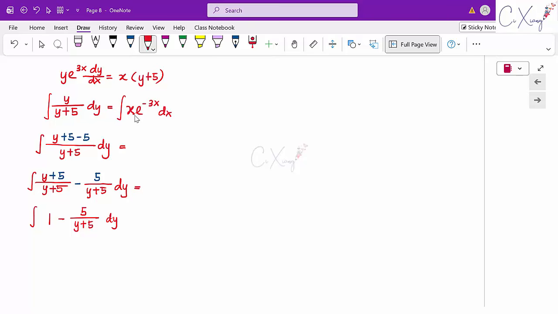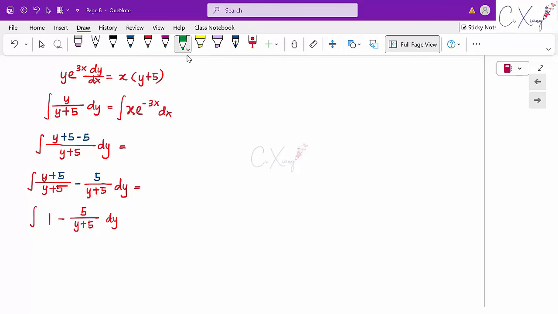For the right-hand side here, I'm having x multiplied with e power negative 3x. It is a multiplication of two functions, right? Very obvious. So when you want to integrate this kind of integral, you need to choose a correct technique. The correct technique that we are using here is integration by parts.